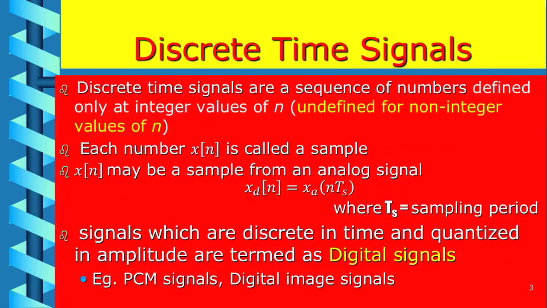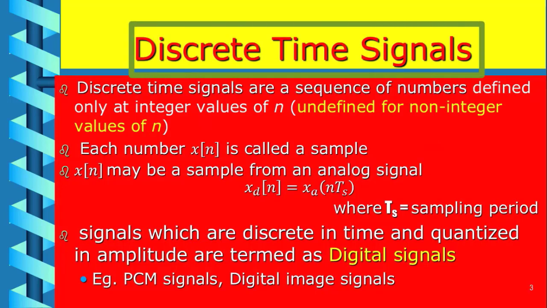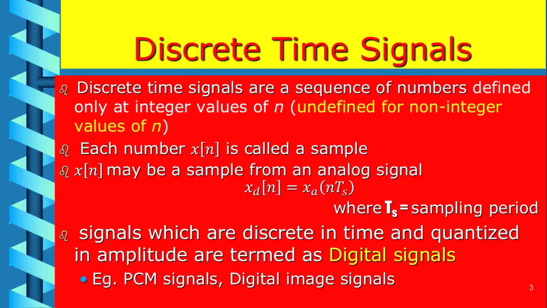Let's get started. The first part of our discussion is about discrete time signals. Let's define what a discrete time signal means. Discrete time signals are sequences of numbers which are defined only at integer values of n, not defined for non-integer values of n. These discrete time signals are used to convey information. Each number, that is x of n, is called a sample.